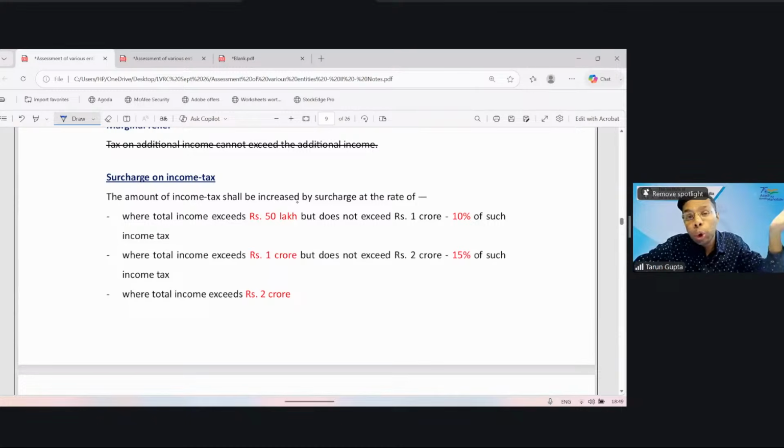So in case of new regime, the highest surcharge rate was 25%, but in case of old regime, the highest surcharge rate is 37%. So if the assessee has an income more than 5 crore, then in the new regime, the surcharge applicable to him is 25%. But in the old regime, the surcharge applicable to him is 37%. So here also the tax rates are high. The surcharge rates are even higher under the old regime, not just the tax rates.